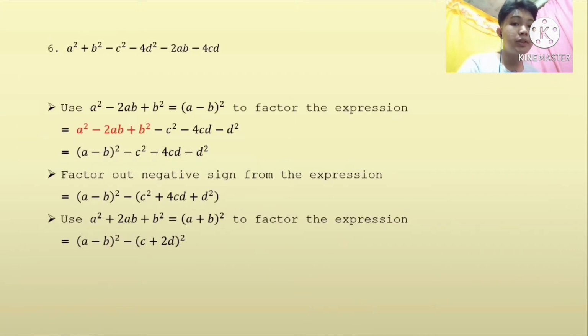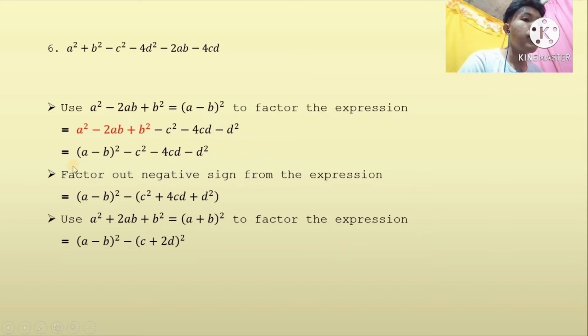So next problem. Number 6, let's factor a squared plus b squared minus c squared minus 4d squared minus 2ab minus 4cd. First, use a squared minus 2ab plus b squared is equal to the square of a minus b to factor the expression. So organize it before you can use the patterns to factor. It will become a squared minus 2ab plus b squared minus c squared minus 4cd minus d squared.